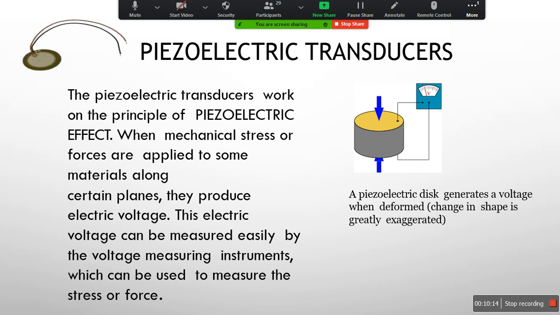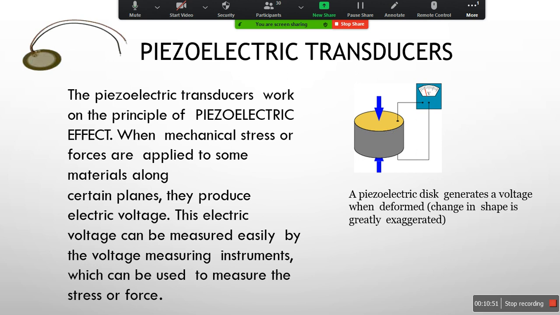Now, with the help of this piezoelectric effect, based on that phenomenon, we have constructed the piezoelectric transducer. What is a transducer here? It converts one form of energy into another form. So piezoelectric transducers work on the principle of the piezoelectric effect. When mechanical stress or forces are applied to some materials along certain planes, they produce an electric voltage. So clearly you can see here in the diagram a piezoelectric disc which generates a voltage when deformed.